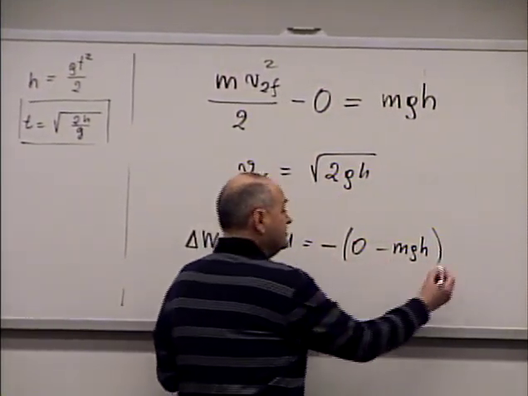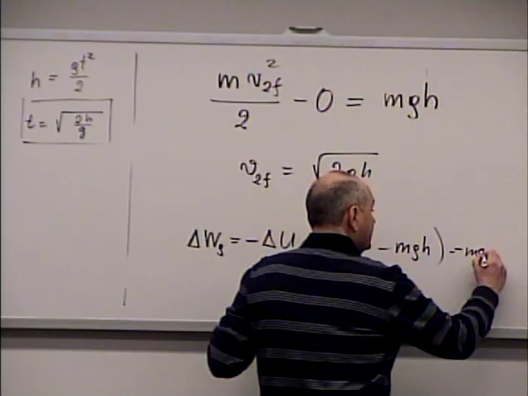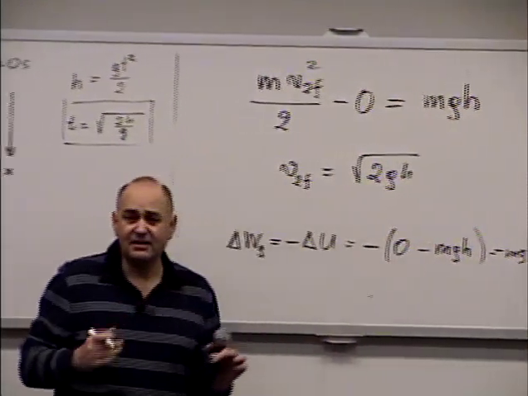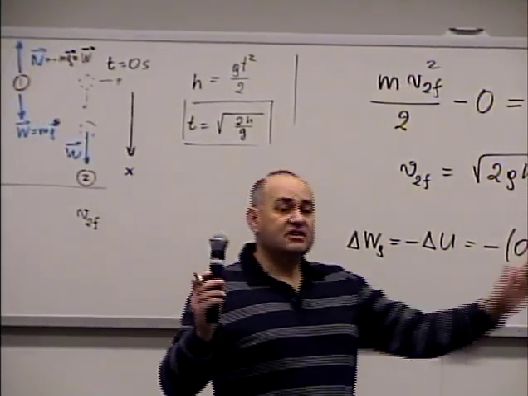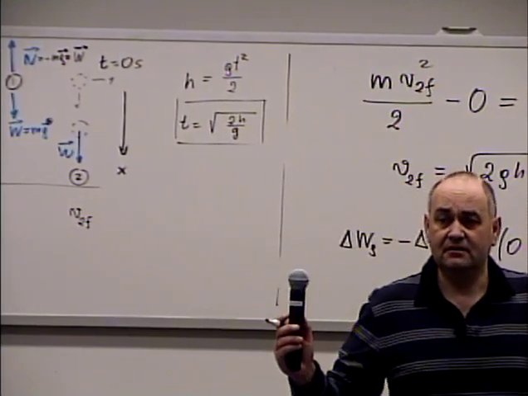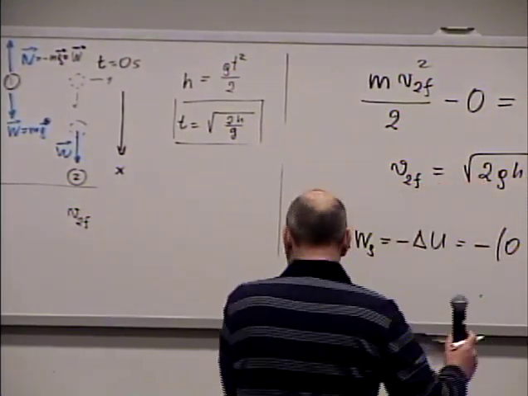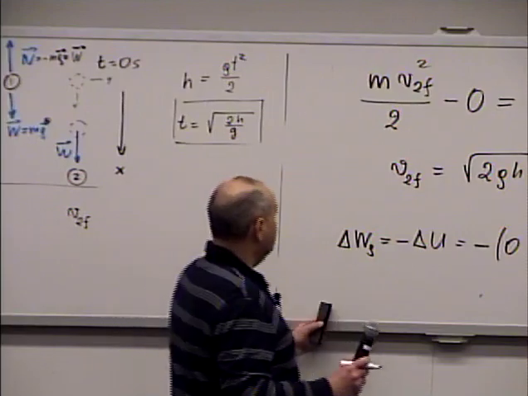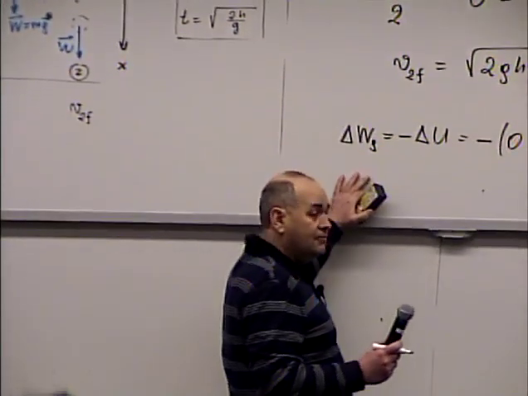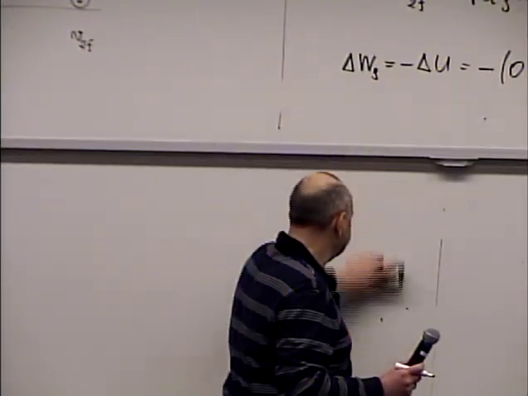So this minus cancels with this minus, mgh. No matter how we calculate it, is it crystal clear to everybody? Great. This was a digression, though. Let's now go to the next version of the work energy theorem.